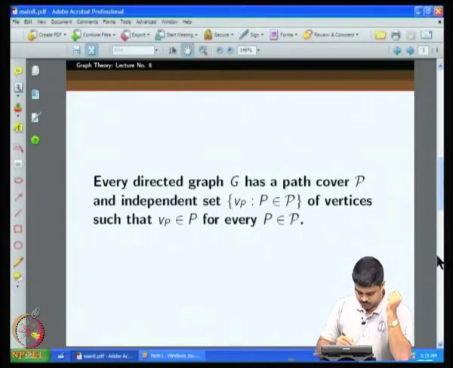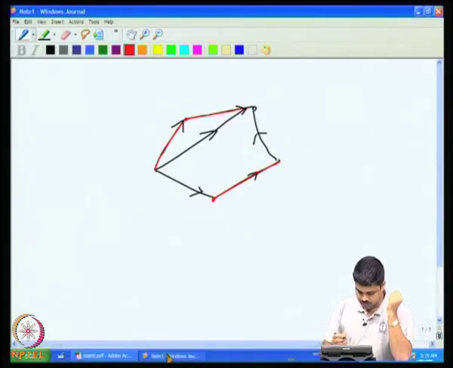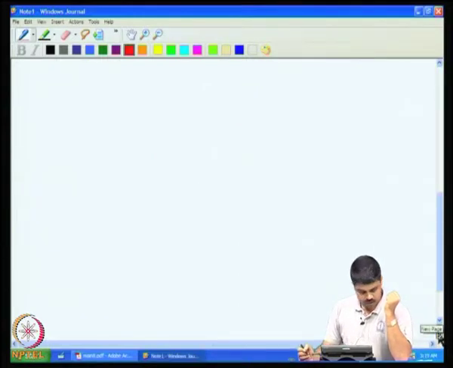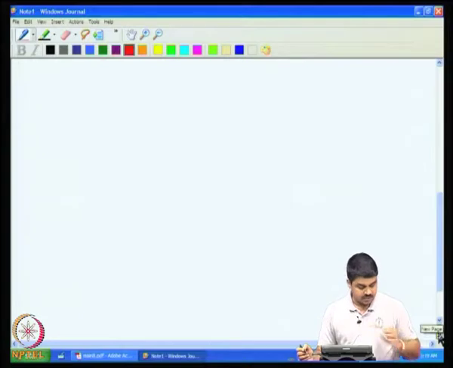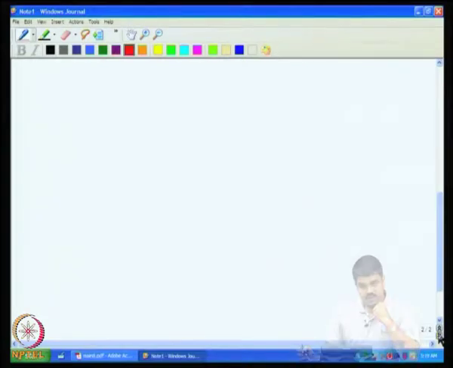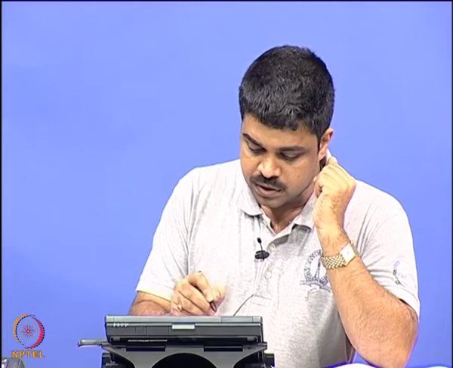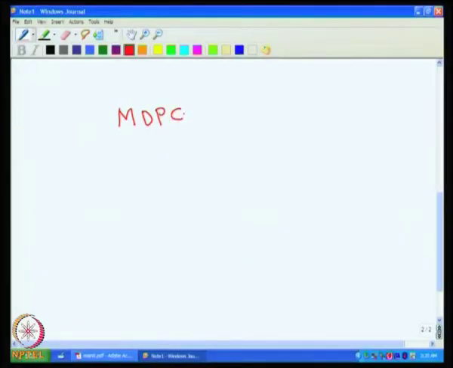So now we are going to prove the Gallai-Milgram theorem, and before that, let's state the theorem like this. Suppose we are interested to find the minimum number of paths that can cover a directed graph in this way. That means we want a path cover of minimum cardinality. We are interested in the cardinality of the minimum path cover. We will call this parameter the minimum directed path cover of G, and we are interested in the cardinality of this.